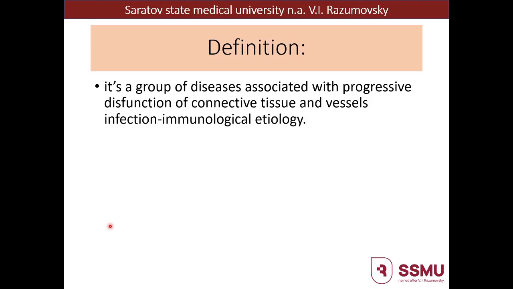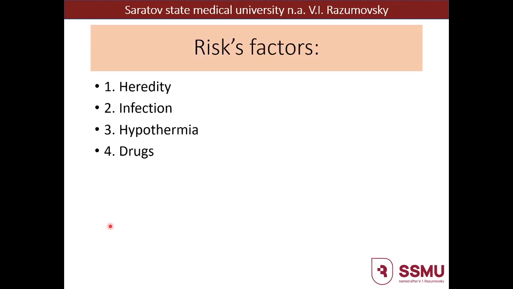Rheumatic diseases are a group of diseases associated with progressive disorganization of connective tissue and vessels. One of the most characteristic features of these diseases is an infectious-immunological etiology. It's associated not only with some special infections or factors of the environment, but also with autoimmune reaction, and it's very important for understanding. There are a lot of risk factors for its development, like hereditary factor, infections, hypothermia, and use of drugs.